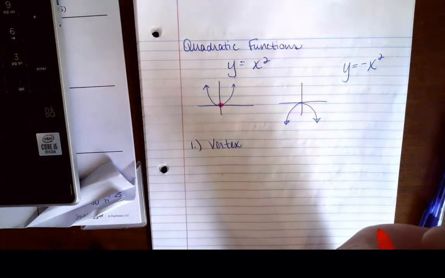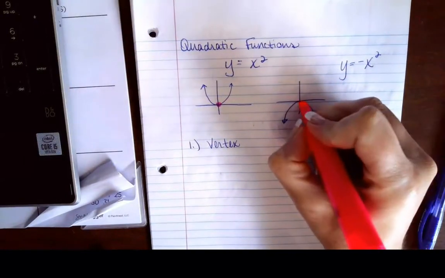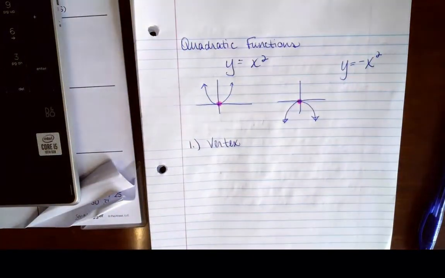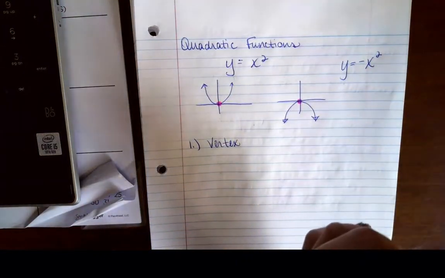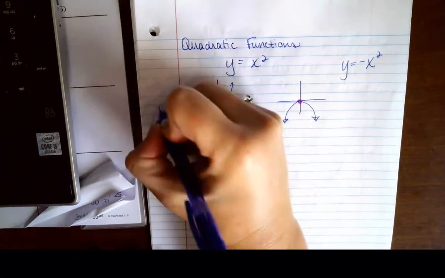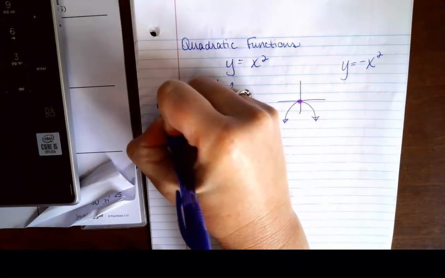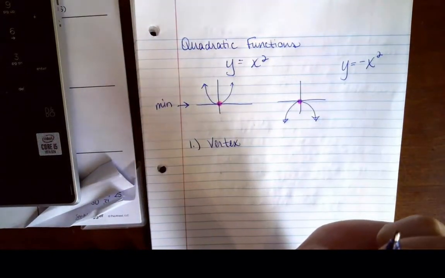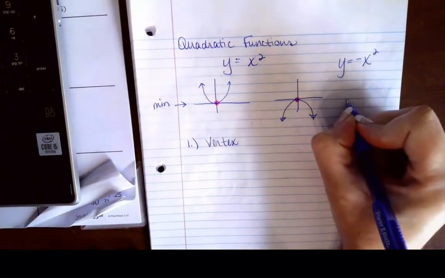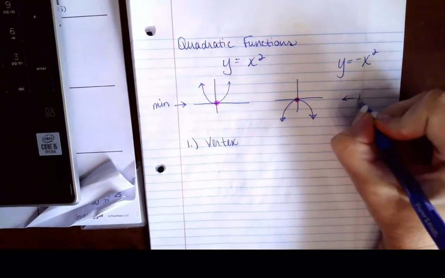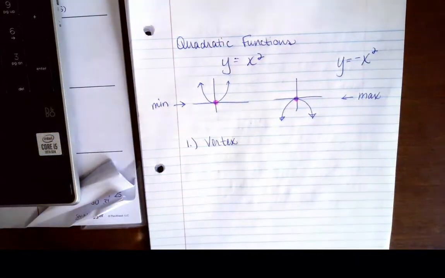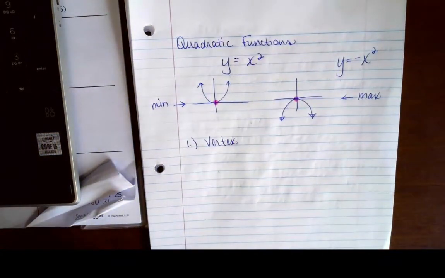Notice that that's the lowest point because it opens upwards. And then there's the vertex there, and that's going to be the tallest point because it opens downwards. In this case, we would call the vertex a minimum because it happens to be the lowest point of the graph. And in this case, we would call the vertex a maximum because it's the tallest point of the graph. So it's still a vertex. It just happens that we can also say that it's a min or a max.